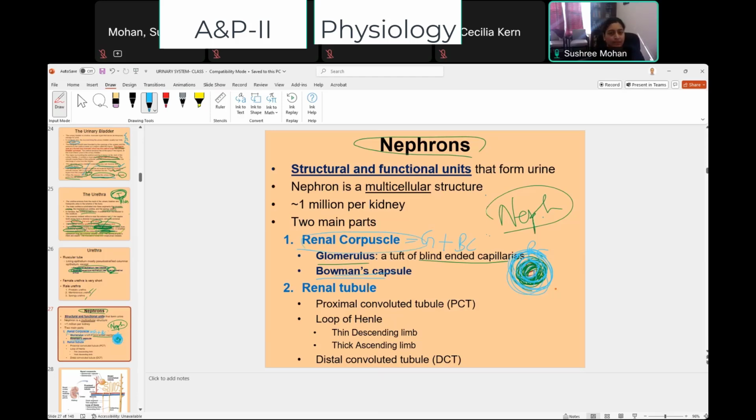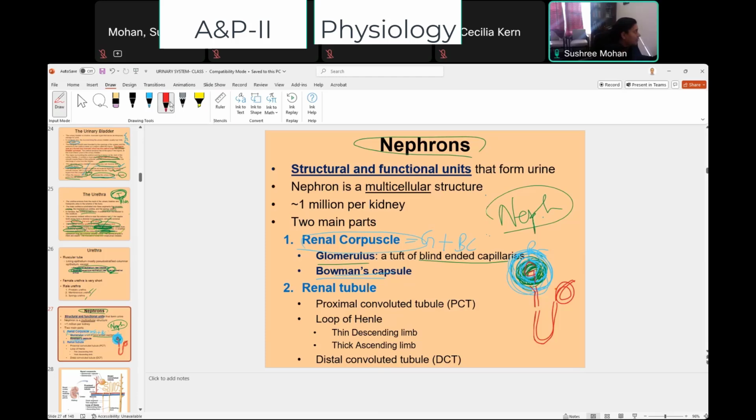Then it's connected to the renal tubule. So what's the renal tubule now? The renal tubule will look something like this: the PCT, then the loop of Henle, the DCT, and then we'll end over here, the DCT.